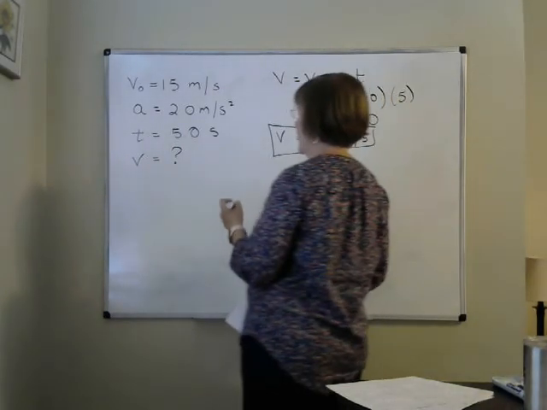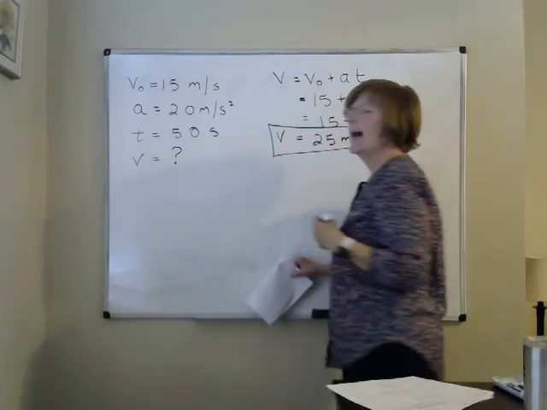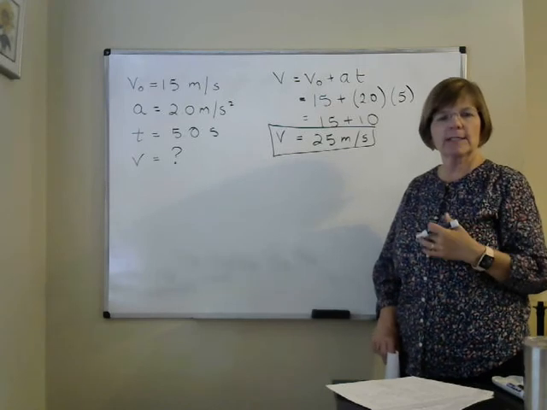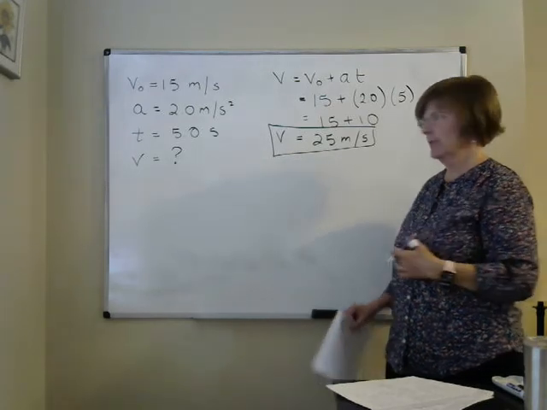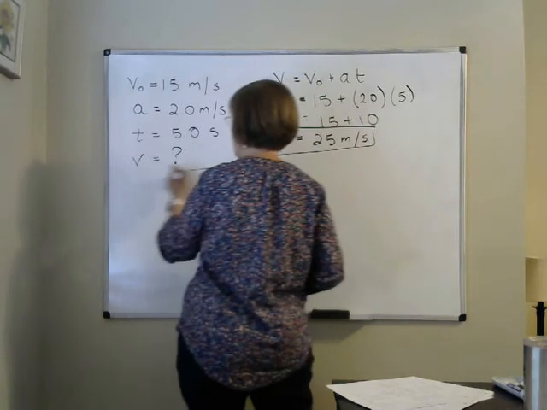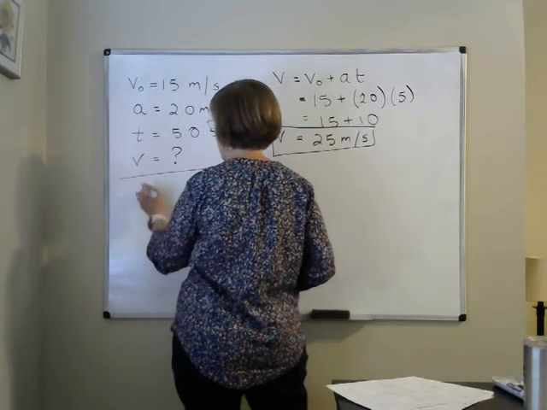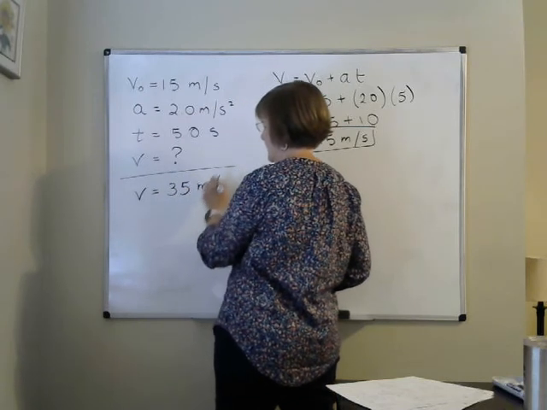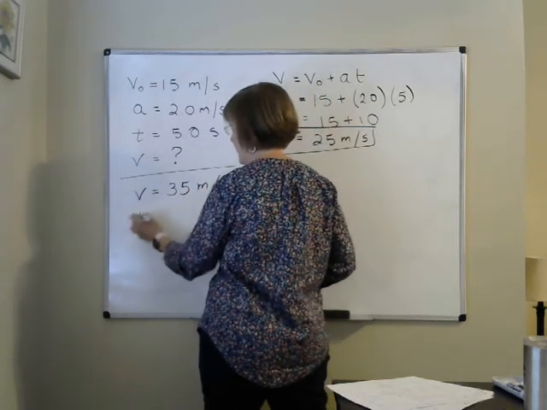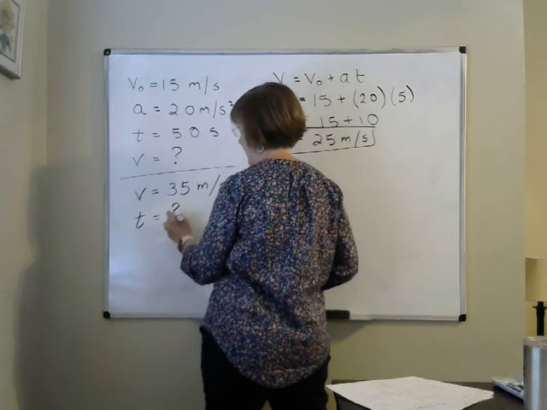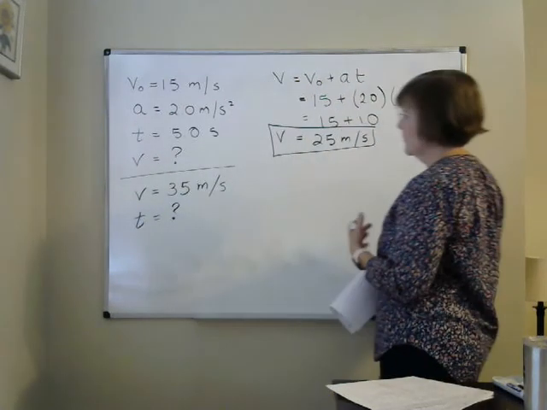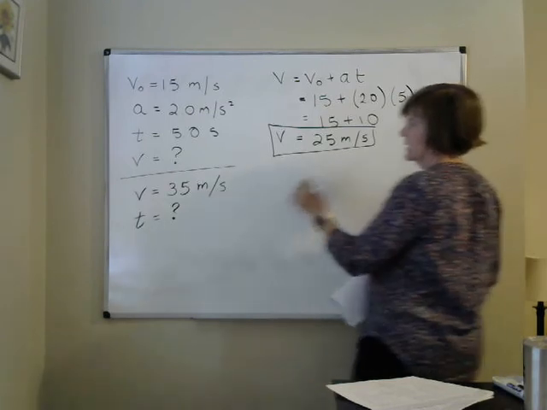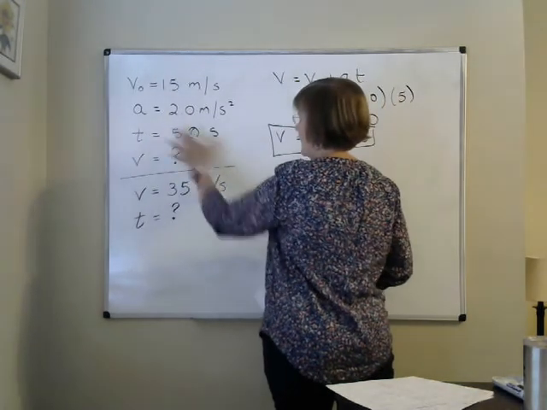Here's part B. The question says, how much more time until it reaches 35 meters per second? So we're going to change the question. The question is if V equals 35 meters per second, how much time did that take? It's the same formula. It's the same acceleration. But we've got a different time, and so I don't need that anymore.